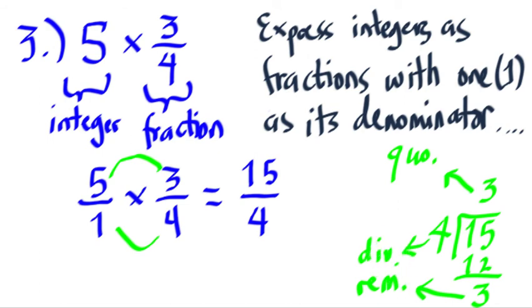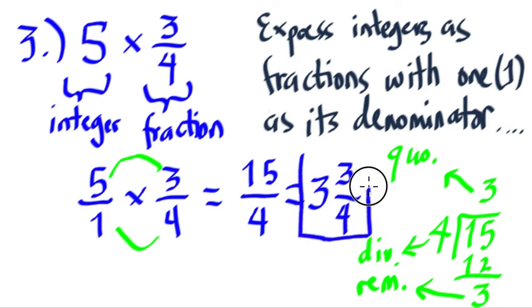So if we express that as a mixed number, this will be 3, our quotient, and 3 as the numerator, our remainder, and 4 as our divisor. So we have our final answer: 3 3/4. Okay, so the answer is 3 3/4.